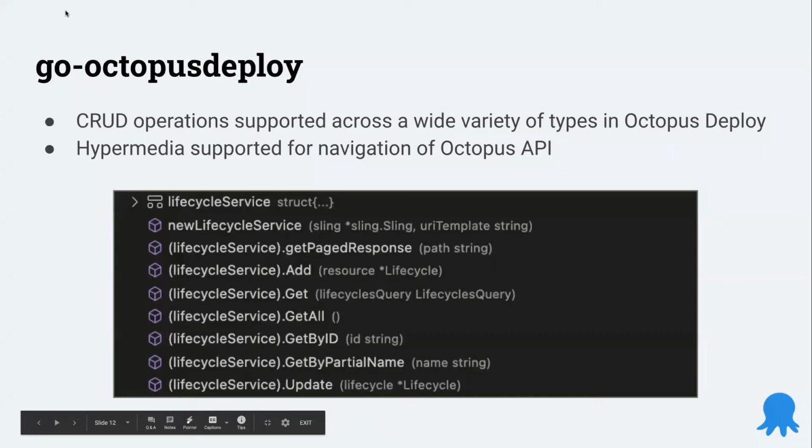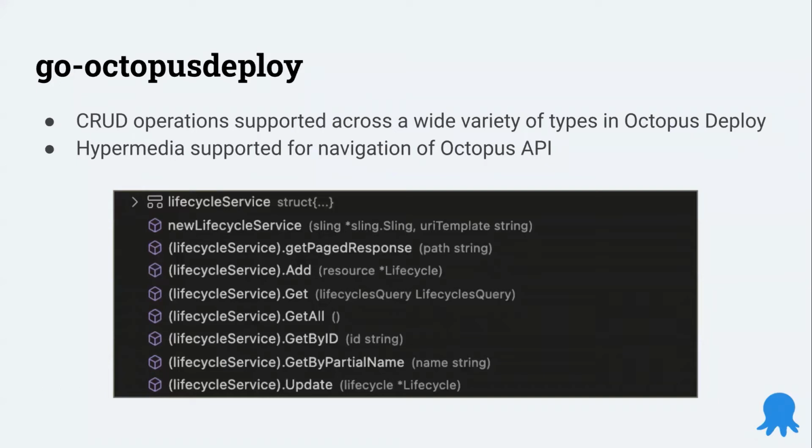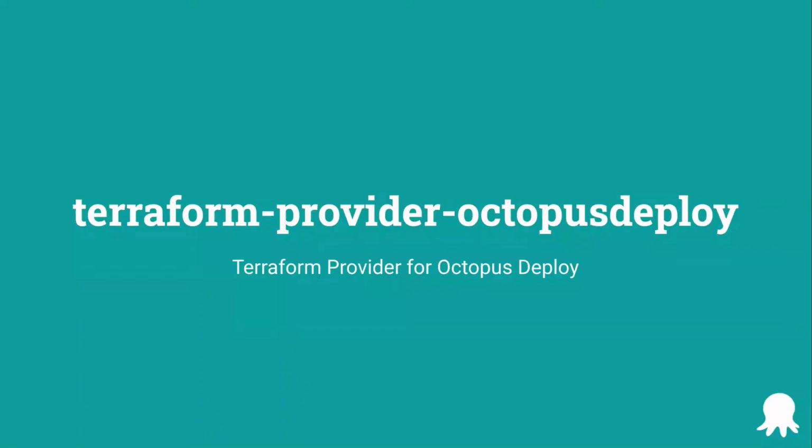So as I said before, Hypermedia is supported, CRUD operations exposed, which is all goodness. So the Go client is available, use it, love it if you can. Submit your issues and PRs, it would be greatly appreciated. Available up on GitHub. Which brings us to Terraform, and specifically the Terraform provider for Octopus Deploy.